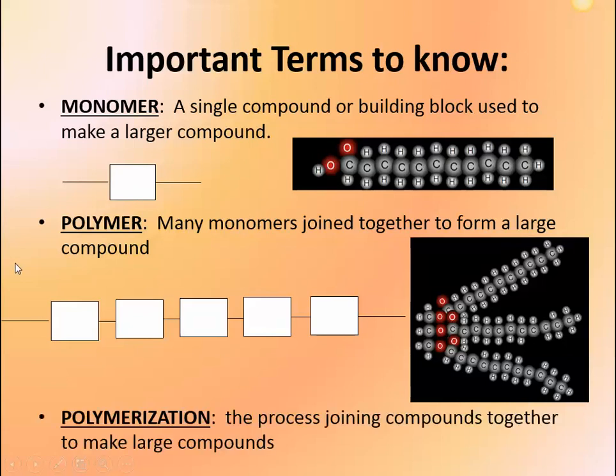And then you have polymerization. So that's going to be the process of joining together compounds in order to make larger compounds. So polymerization, the creation of polymers, right? So anytime you combine a monomer together with another monomer and create a polymer, you're going through polymerization.